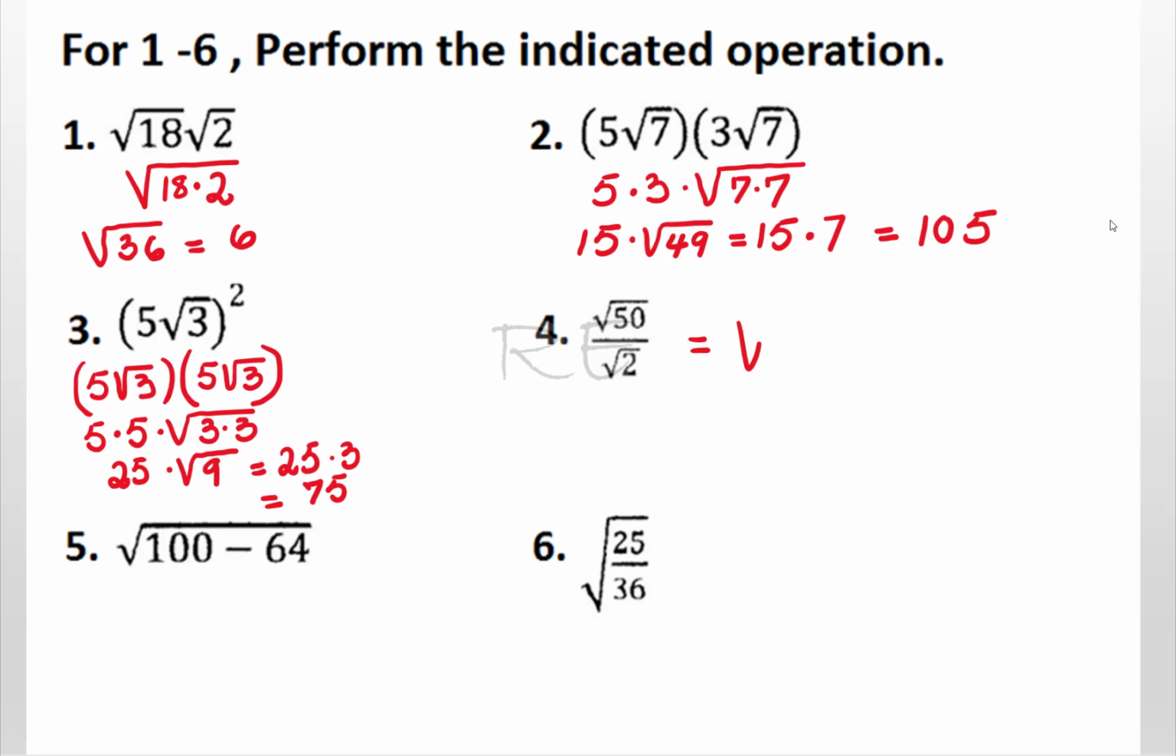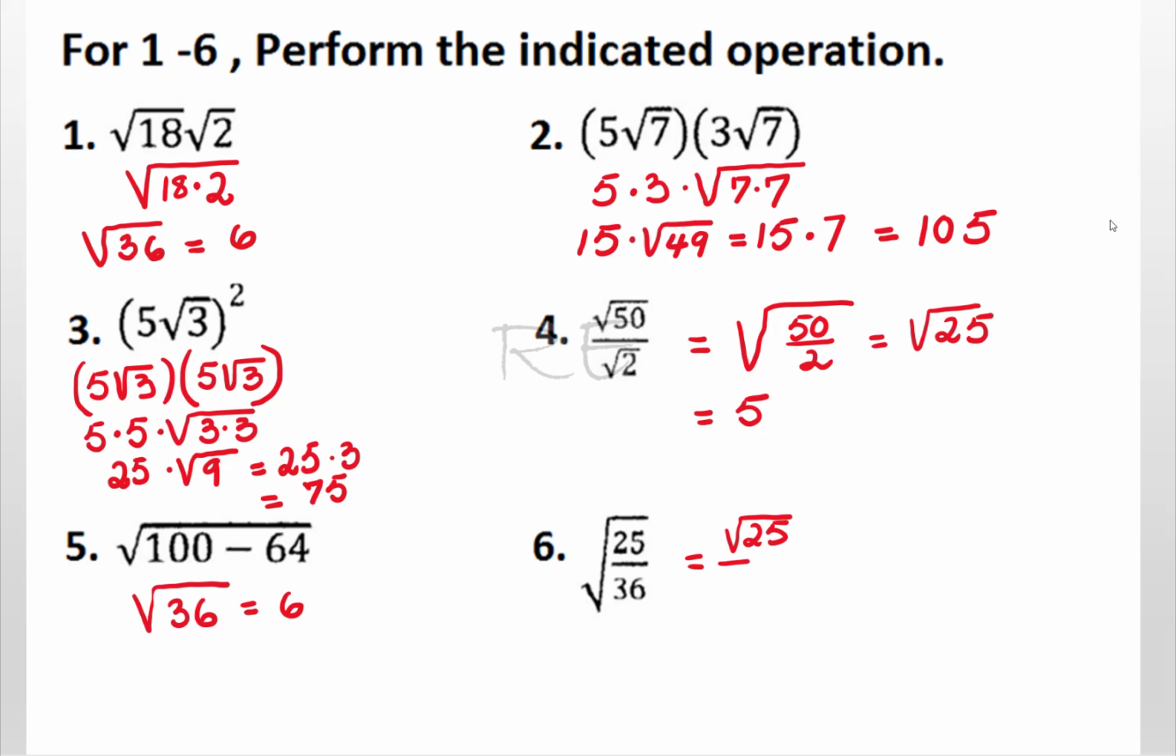Square root of 50 divided by 2, we put them together, square root of 25, which is 5. Square root of 100 minus 64 is 36, and the square root of 36 is 6. Detach them, square root of 25 divided by square root of 36, which is 5 over 6.